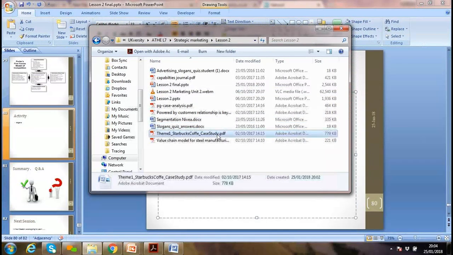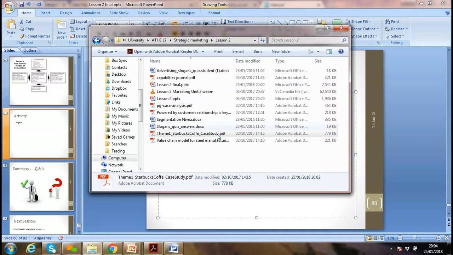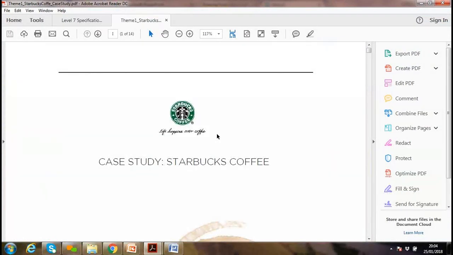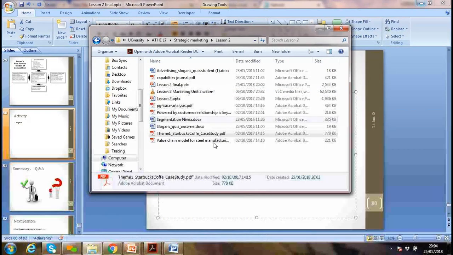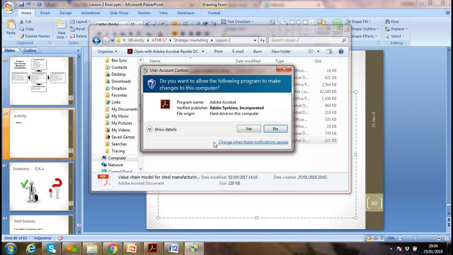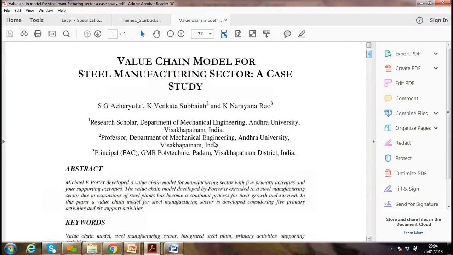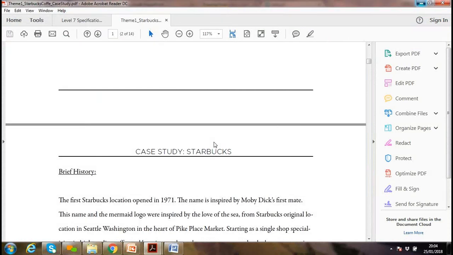Okay, I put in one case study: Starbucks Cafe, how they market and the strategies they develop. I'm giving a few more companies. It is a good case study, you can read it. And value chain: how a company uses the value chain, like in steel manufacturing or various other companies. And I think I have one hotel as well.